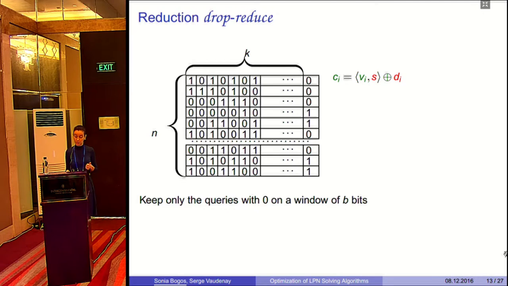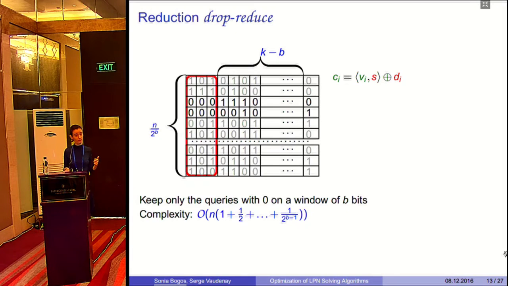Here, the idea is to keep only the queries that have zeros on a window of b bits. So again, we're going to focus on our particular case, where b is equal to 3, and we can see that only these 2 queries have only zeros. So we're going to keep only these 2. Again, we gain by reducing the size of the secret, but we pay a cost in the fact that we are losing a lot of queries.